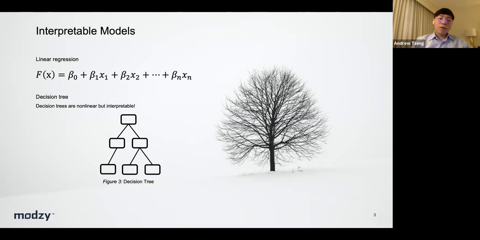So if I want to find the most important feature for the model, then I would definitely pick the feature that is multiplied with the largest beta coefficient. So this is for linear regression.